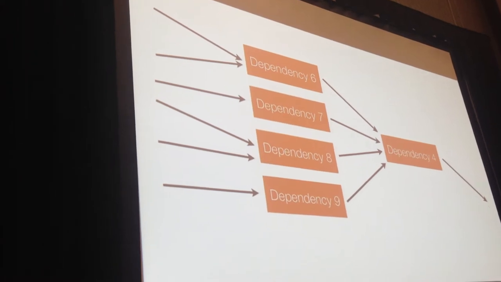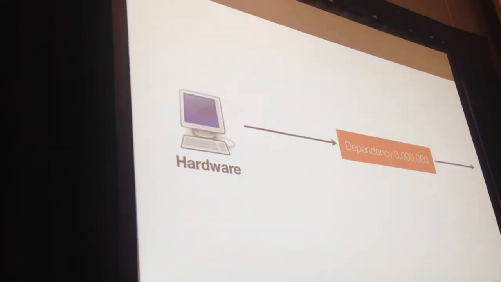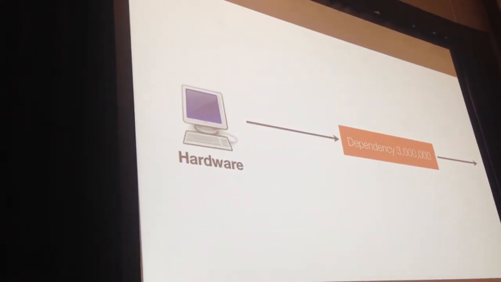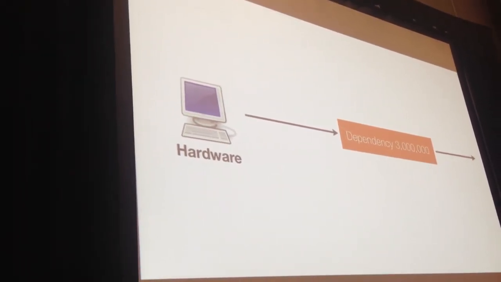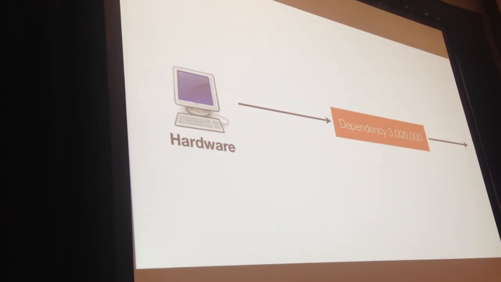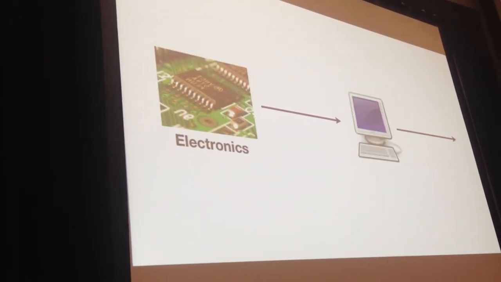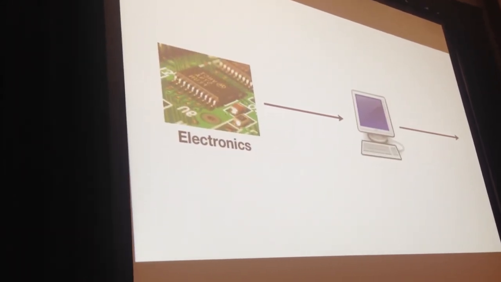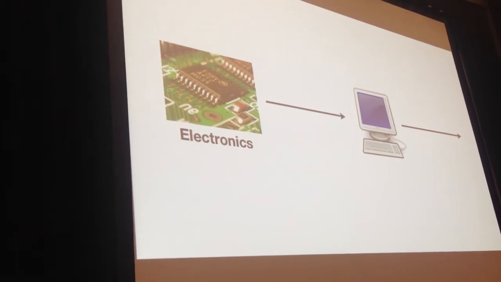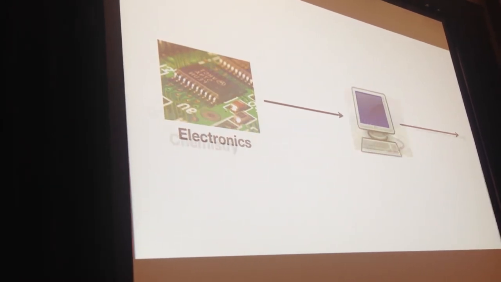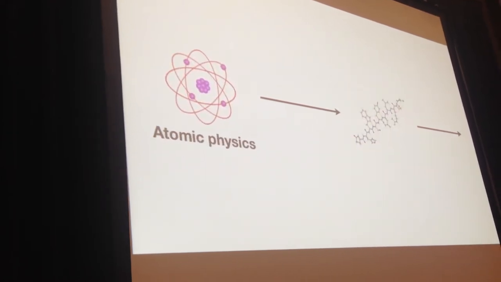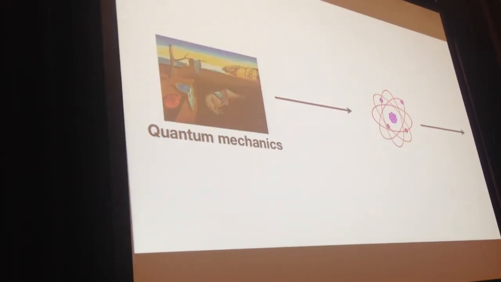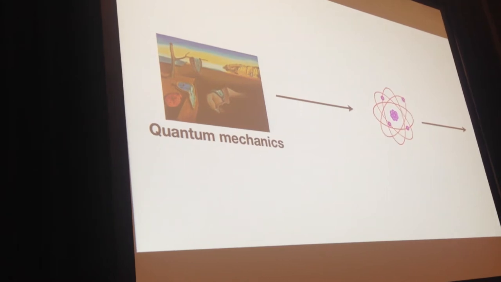Now we can just go on and on like this, and eventually we're going to reach the hardware, upon which I can reasonably ask, how do you know the hardware is correct? Now at this point, you're probably going to pause for a second, but then you'll say something about how the electronics work. And then I can ask, how do you know the electronics are correct? And then you'll say chemistry. And then I'll say, how do you know chemistry is correct? Atomic physics. How do you know atomic physics is correct? Quantum mechanics.